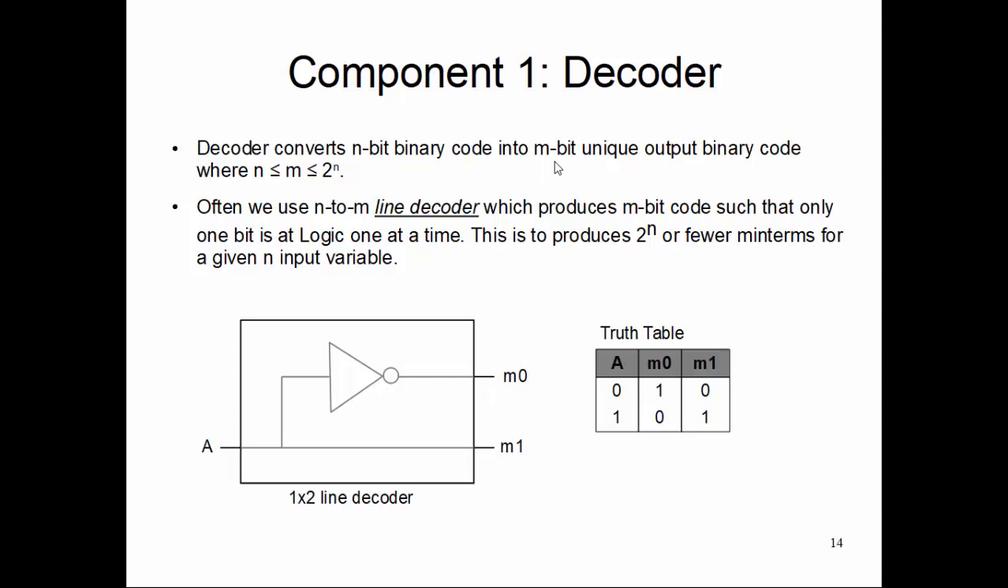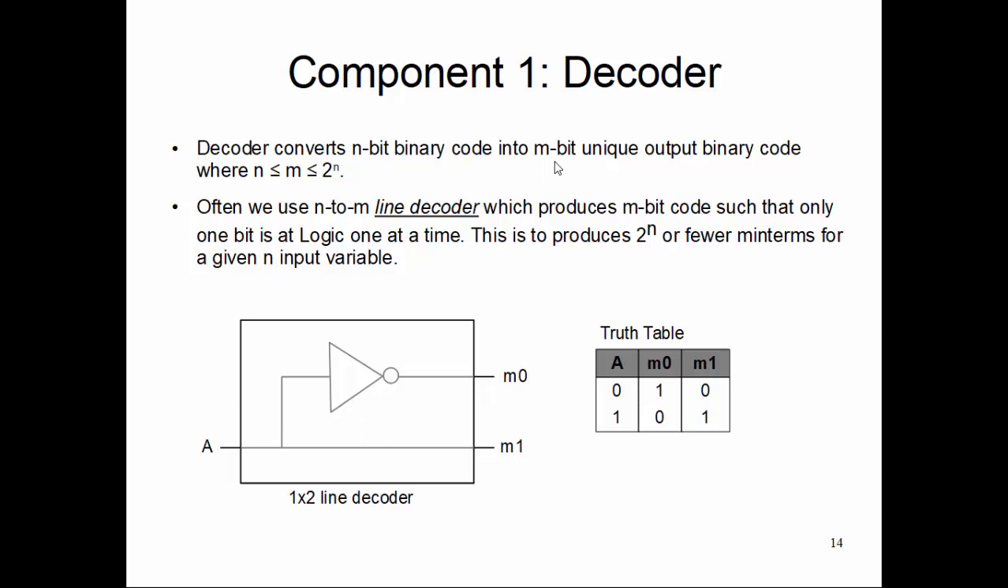We often use the term n to m line decoder, which produces an m-bit code such that only one bit is at logic 1 at a time. So we have a definition of a line decoder, and this line decoder is the one we commonly use in the computing system, in the processor. An n to m line decoder produces an m-bit code such that only one bit is at logic 1, every other bit is at 0. So for one certain combination, one of the m bits will become 1 and everything else is 0.